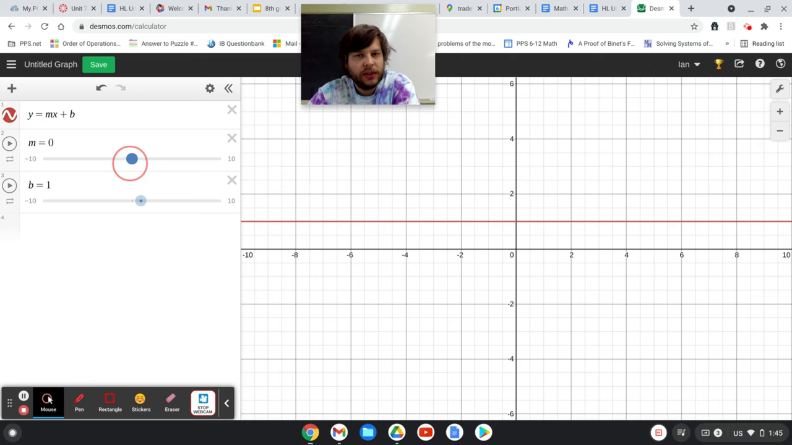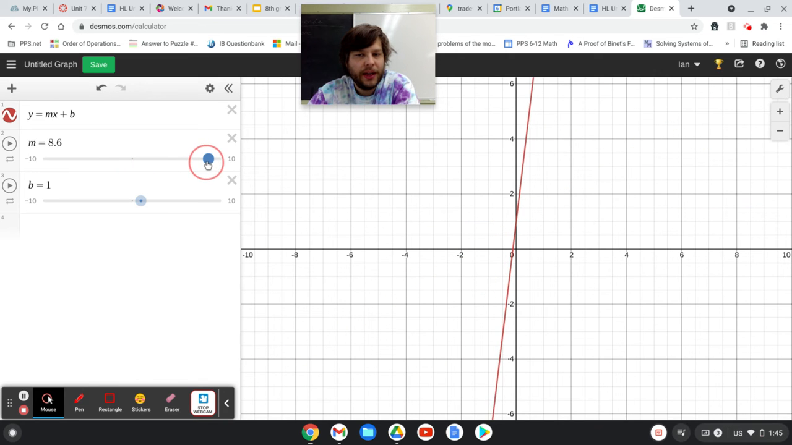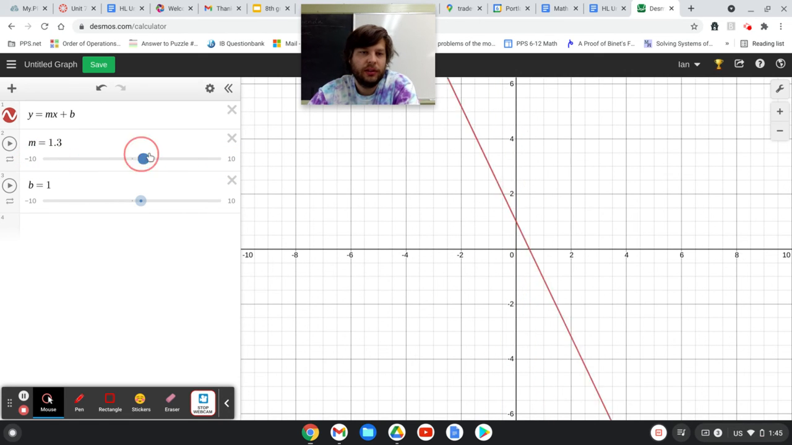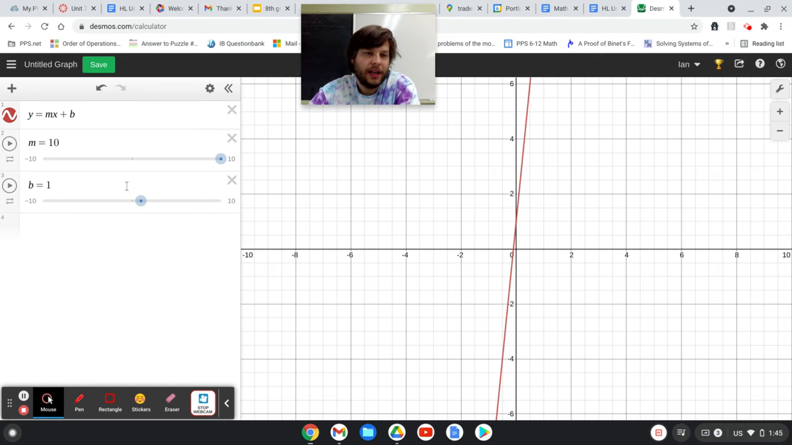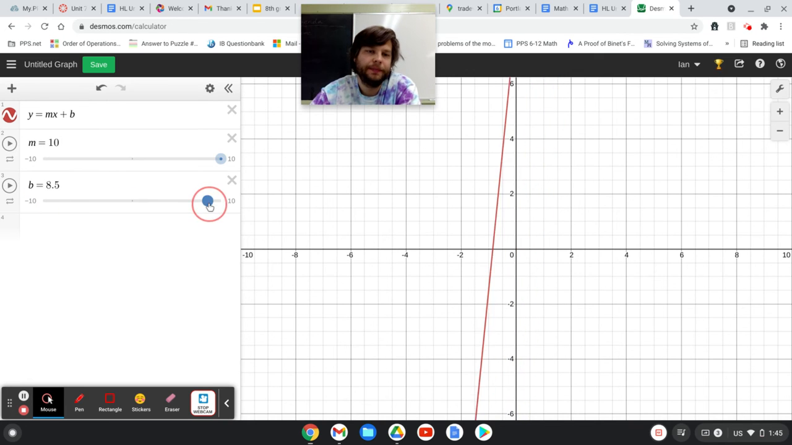And what I hope you can also see is that no matter how big I make m, it's not a vertical line. I can make it all the way down to -10. It's not vertical. I can make it to +10. It's not vertical. I can change the b value. That doesn't change the slope at all. So that is completely irrelevant to making a vertical line.